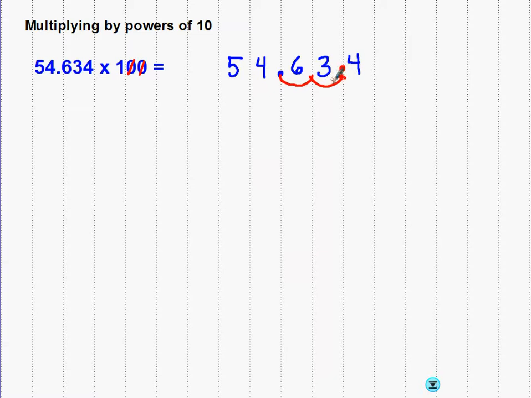Now we can't just leave it like this, because what we have right now is a number with 2 decimal points, and you're not going to have a number with 2 decimal points. So let's go ahead and rewrite the number down here as my answer. And notice when I copied it, I didn't bring this decimal down. We moved this decimal. That decimal is now located 2 places to the right. So 54 and 634 thousandths times 100 would be 5,463 and 4 tenths.